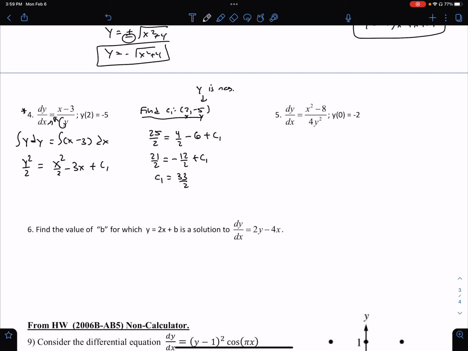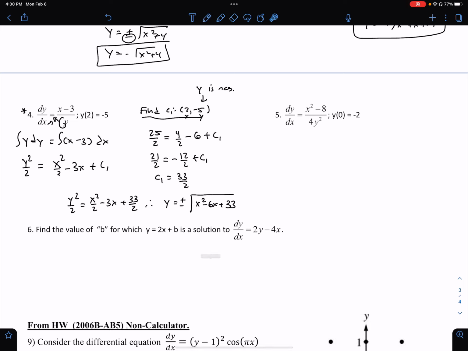I'm not worried about making it nice. Just want to get an answer. So I'm going to plug that into my equation. We would get y squared over 2 equals x squared over 2 minus 3x plus 33 over 2. Solving for y, let's do it in one step here. I am going to multiply by 2 and then take the square root all at the same time. But remember, I get two answers, plus or minus, and that's going to give me the square root of x squared minus 6x plus 33. Now, even though we're only going to pick one of these, you still need to put both.